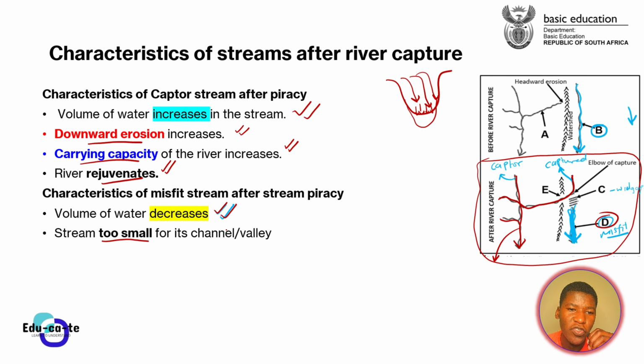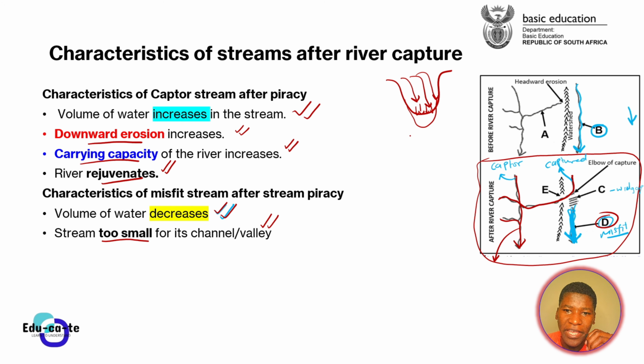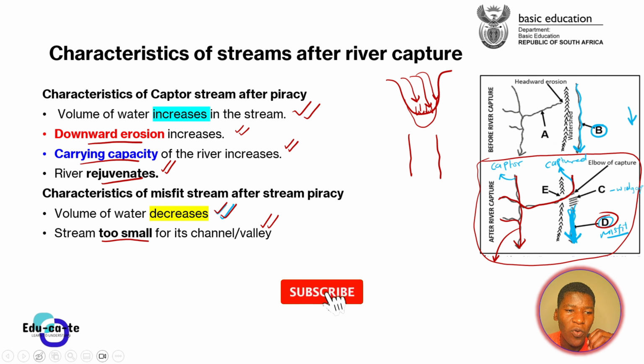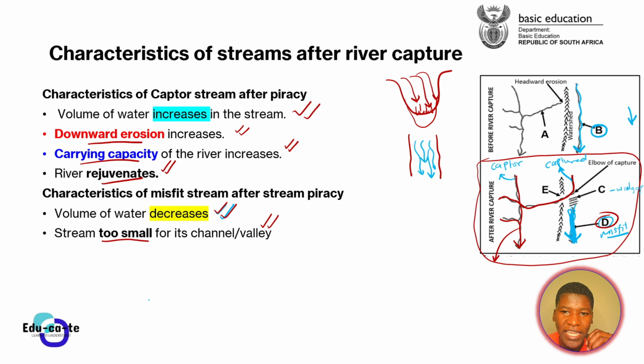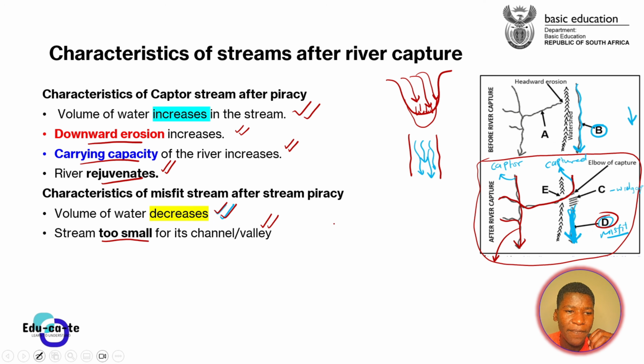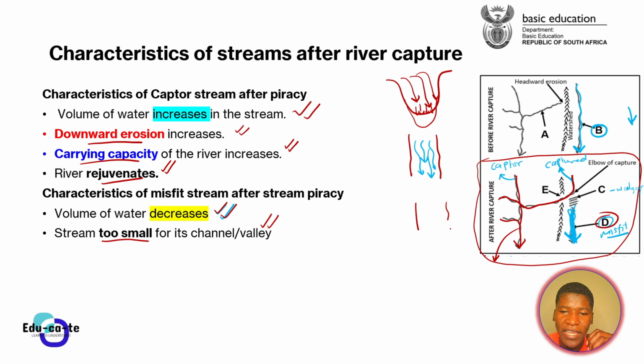The stream will be too small for the channel valley. So remember that, let's just assume that the captured stream had this as the stream channel. Let's assume this was our captured stream and it was flowing here initially. But now the misfit stream will continue having the same river channel, but because it has lost its water, do you realize that it will have less water flowing, because the water is now moving in a different direction? The water has been stolen by the captor stream.